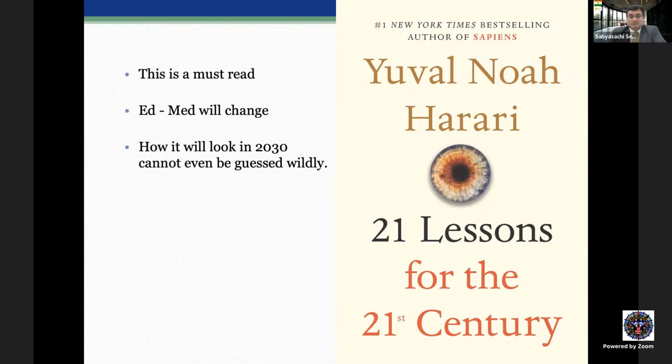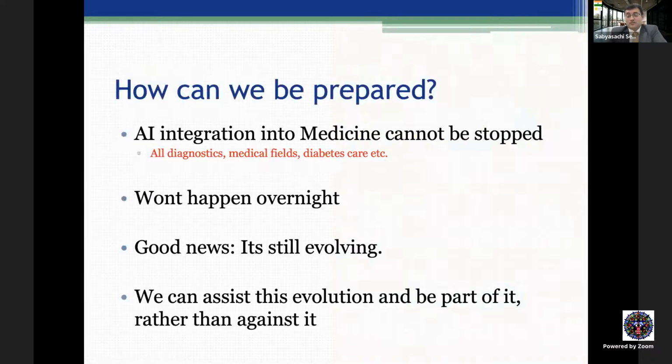So we are really looking at things changing very rapidly. So how can we be prepared, isn't it? We know that AI integration into medicine cannot be stopped, right? A lot of these diagnostics, medical fields, diabetes, etc., are getting automated, and if Google and Apple decide to step into this, there's no way we can push them back, right? However, the good news is that it's not going to happen overnight, and it is still evolving. So we can assist in that evolution and be part of it rather than push back and be against it.